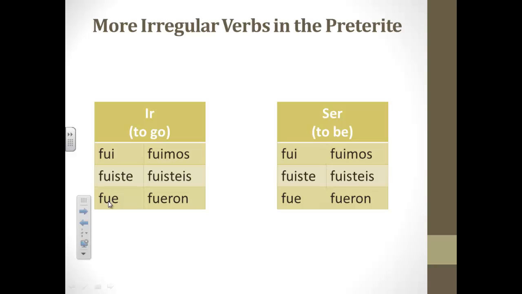For example, él fue al partido. He went to the game. El partido fue un éxito. The game was a success. Okay, so again, context to tell the difference. Am I using ir or am I using ser?